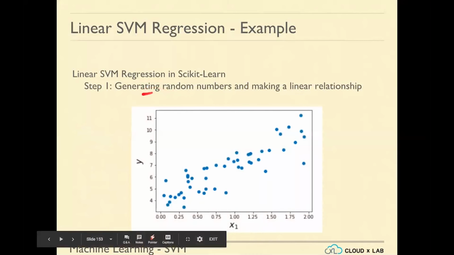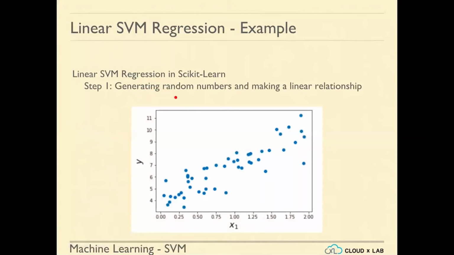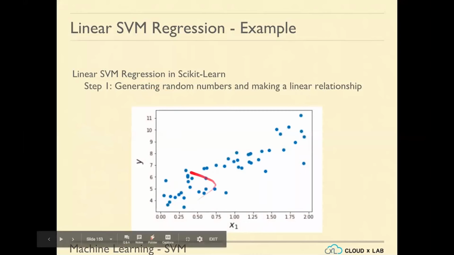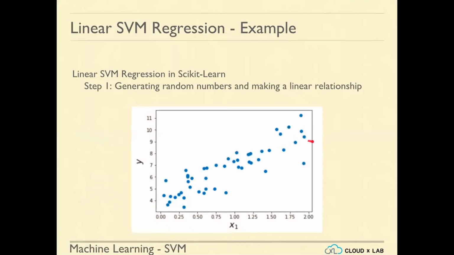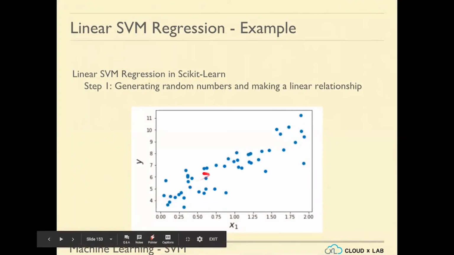Right, so generating random numbers and making a relationship, that's what we were doing. We generated x, we generated y, and y is generated based on x. So this looks very much spread out, and in reality the data is most likely like this. Now what should we fit into this? That's what we want to figure out.